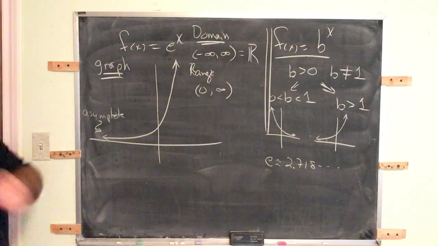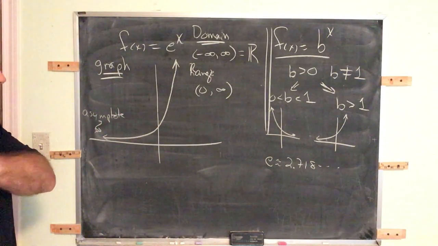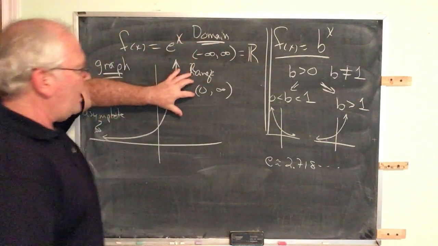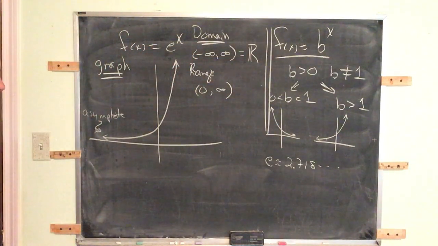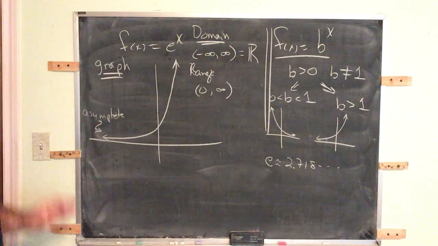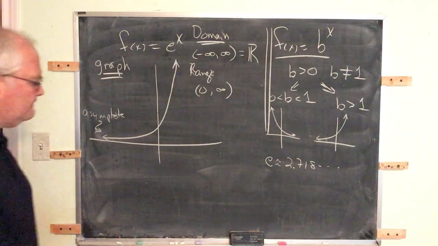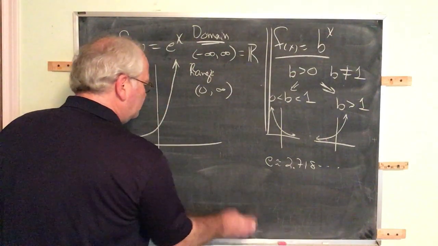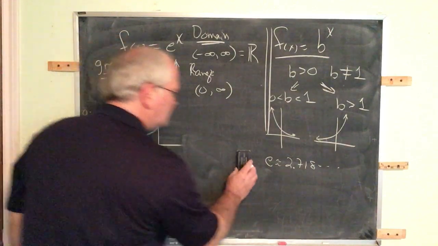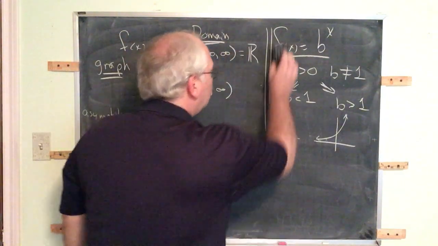0 is never achieved. And so for any of these scenarios, the range is from 0 to infinity, and 0 is never achieved. And here's what that means. Recall, let me get rid of this.